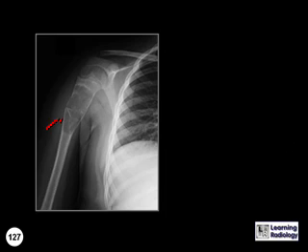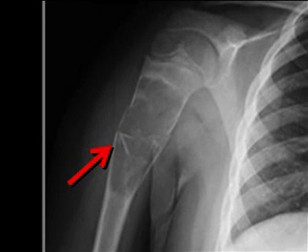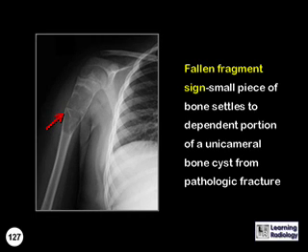What is the name given to this sign? This is the fallen fragment sign, representing a small piece of bone which settles to the most dependent portion possible of a unicameral bone cyst from a pathologic fracture.